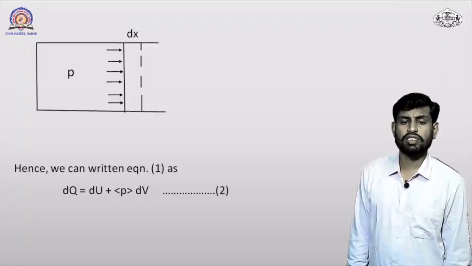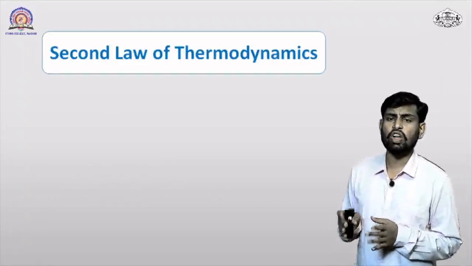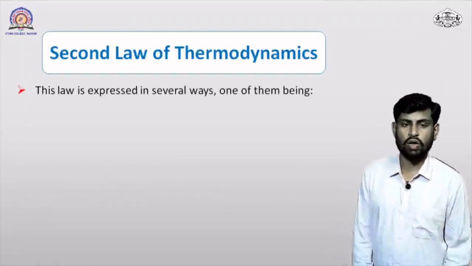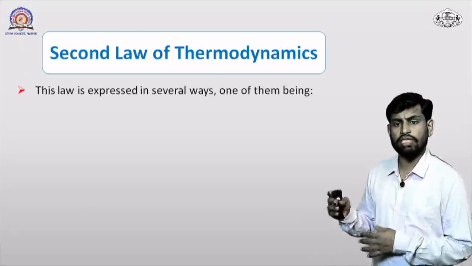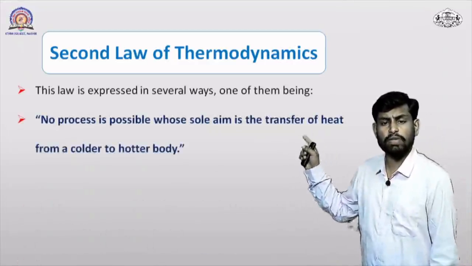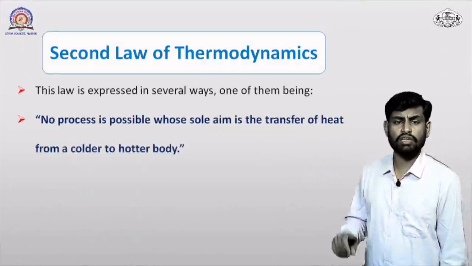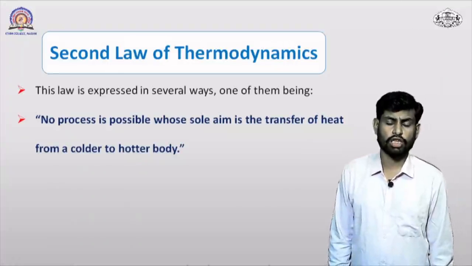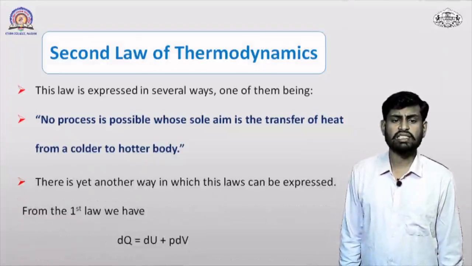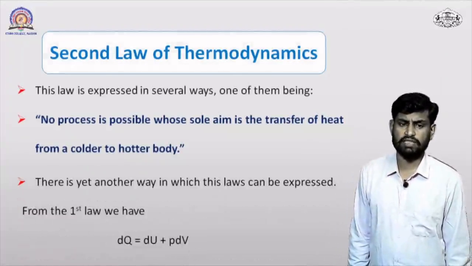This is equation number two. Now we discuss the second point, the second law of thermodynamics. This law is expressed in several ways, one of them being: no process is possible whose sole aim is the transfer of heat from a colder to a hotter body. There is another way in which this law can be expressed.